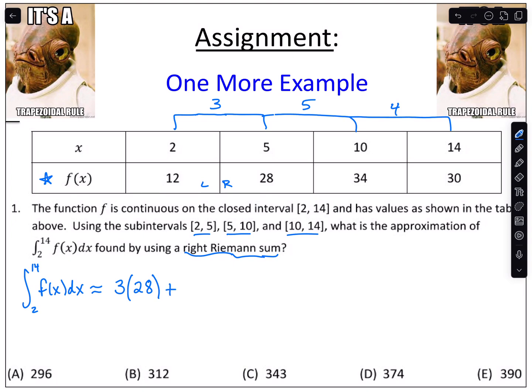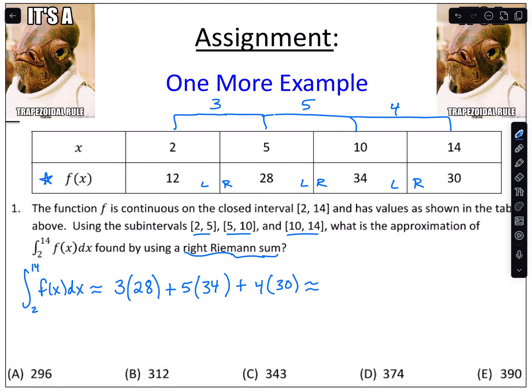So 28 plus, I now scoot over to my next rectangle. The next rectangle has a width of 5 because the x values are changing by 5. And if I look at it here, my choices are 28 and 34. In this case, 34 is the right-handed one, so I'm going to go with 34. And then plus, the last rectangle has a width of 4. And if I'm looking at it left hand, right hand, it looks like the height I'm going to be running with is going to be 30.